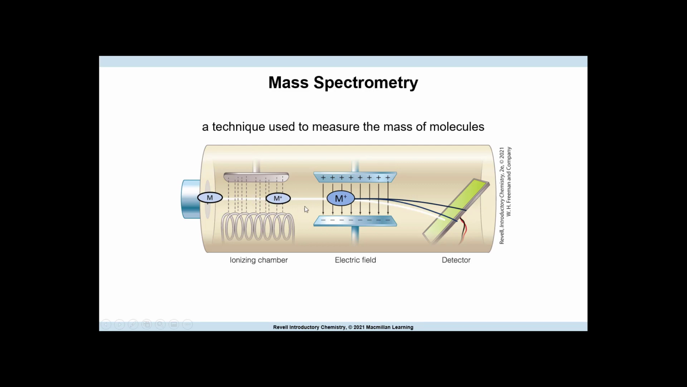These ions are then accelerated into an electric field, which causes the pathway of the charged particles to curve, depending on if it's positive or negative. Lighter particles curve more sharply than heavier particles. After exiting the electric field, the particles strike the detector. The spectrometer calculates the mass of the compound based on the size of the electric field and the charge of the particle, and the precise point at which the particle hits the detector. So there's different types of mass spectrometers. There's different types, but this is the general idea of what it is.